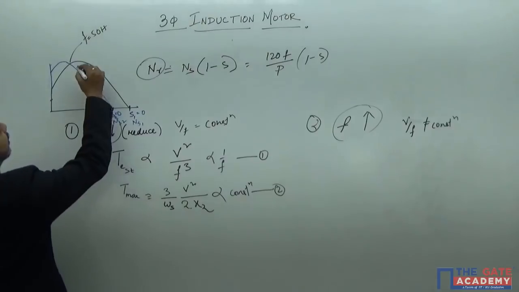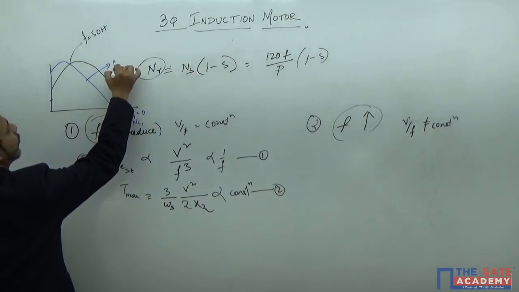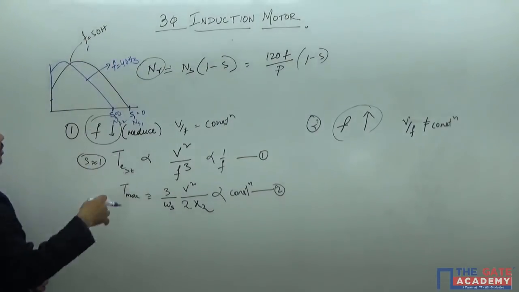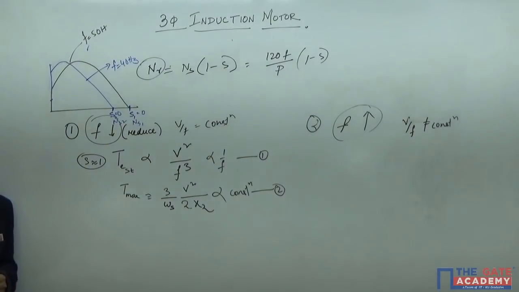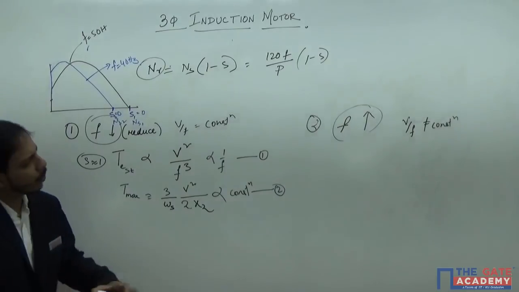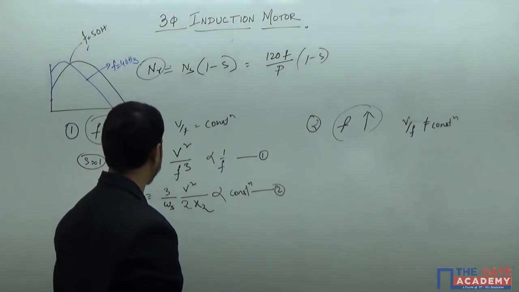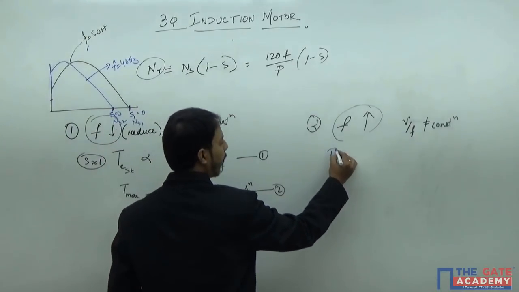So this blue one is say 40 Hertz. So you can analyze this particular situation. Similarly, now let us see what will happen if I increase my frequency and V by F is not constant. At that particular time, what will happen?